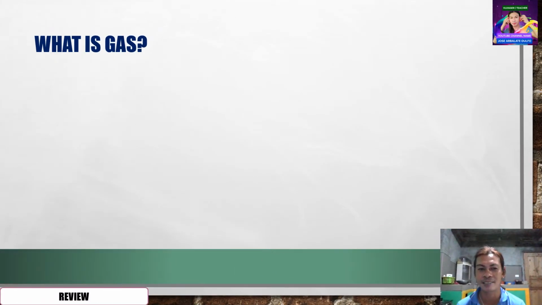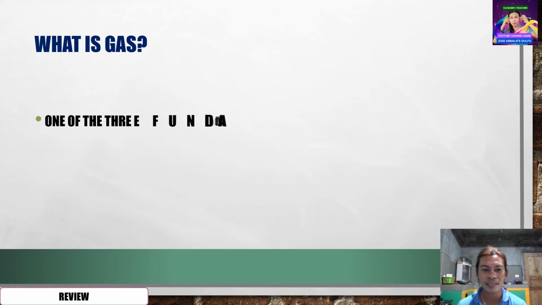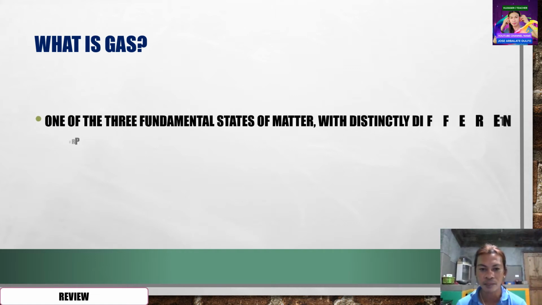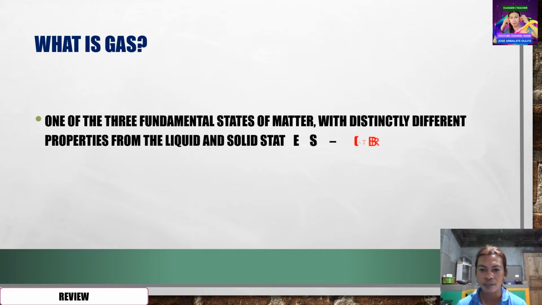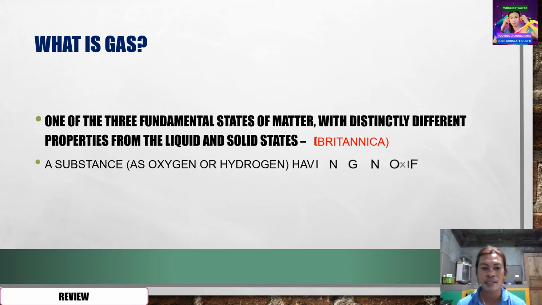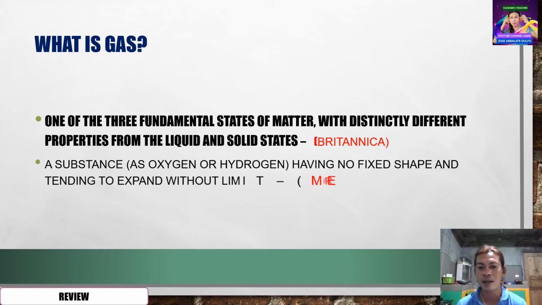What is gas? Gas is one of the three fundamental states of matter, with properties distinctly different from the liquid and solid states. A substance such as oxygen or hydrogen having no fixed shape and tending to expand without limit. Those are the definitions I got from different books regarding the definition of a gas.